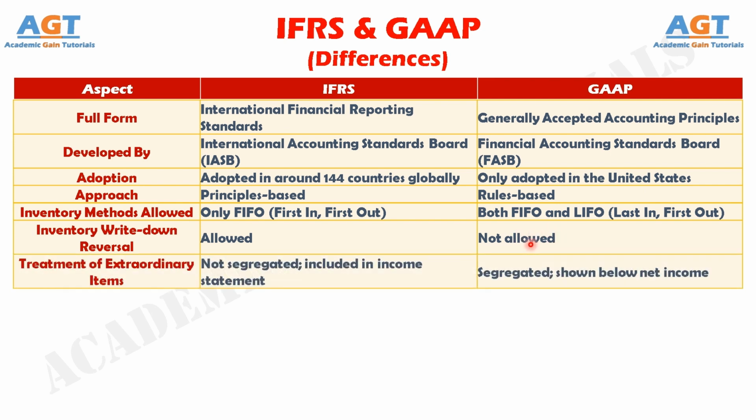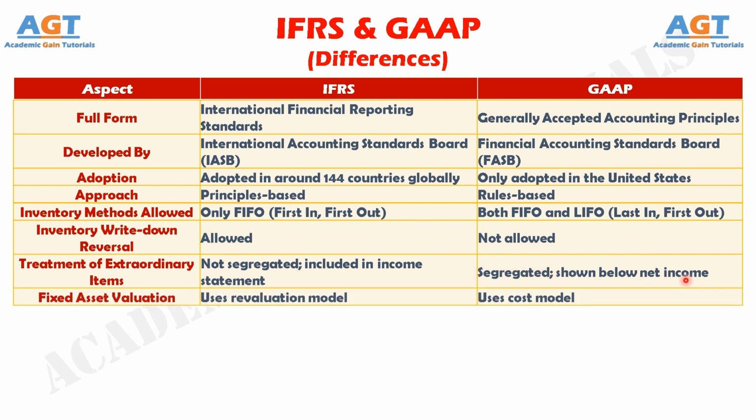Number 7. Under IFRS, extraordinary items are not segregated and are included in the income statement, whereas under GAAP, extraordinary items are segregated and shown below net income. Number 8. IFRS uses a revaluation model for fixed asset valuation, whereas GAAP uses a cost model.